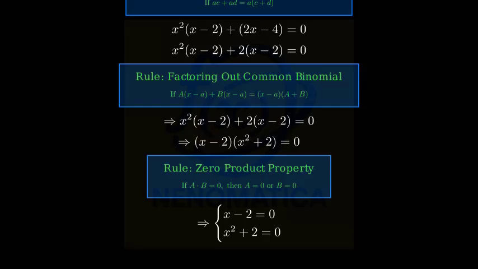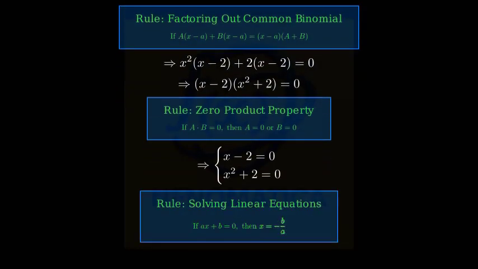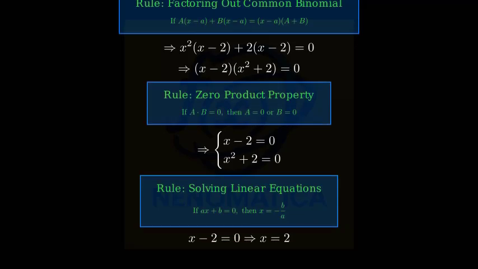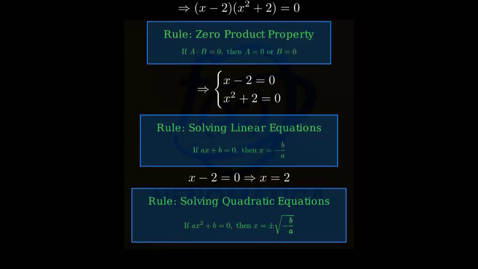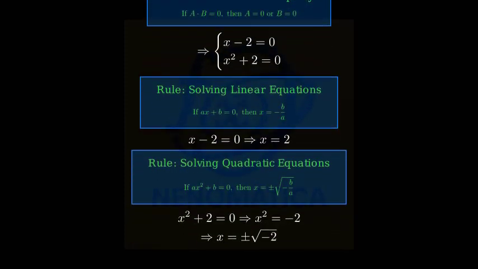Let's solve each equation. For the first case, x minus 2 equals 0. We add 2 to both sides to get x equals 2. For the second case, x squared plus 2 equals 0. We subtract 2 from both sides to get x squared equals negative 2. Taking the square root of both sides, we get x equals plus or minus the square root of negative 2, which are complex numbers.